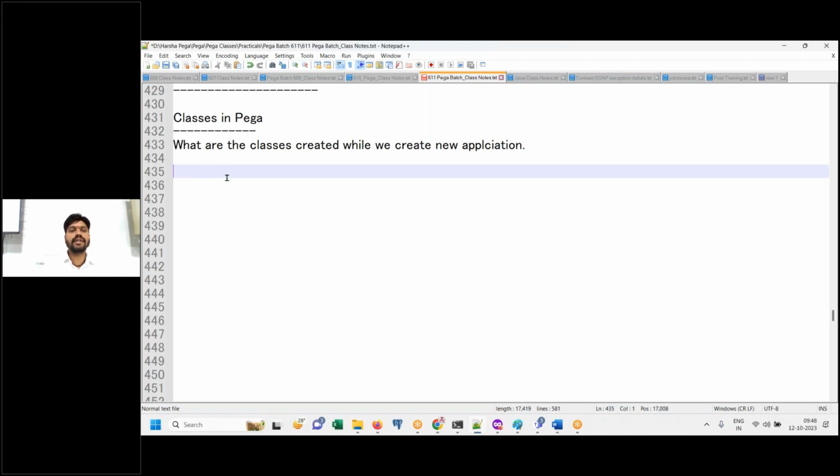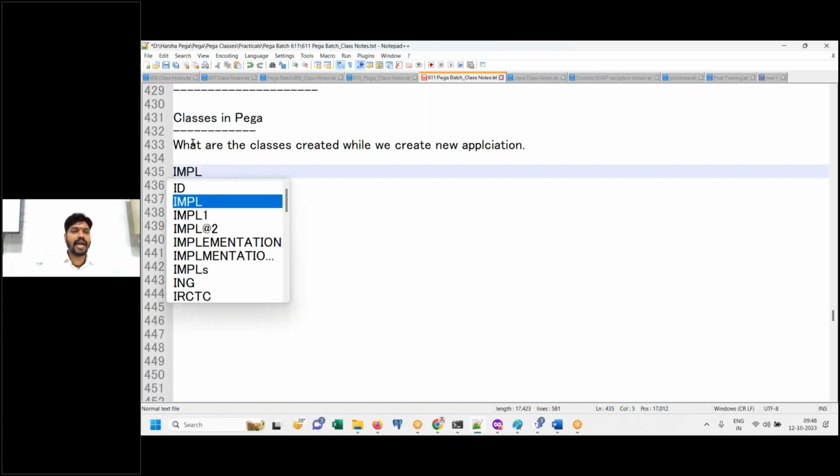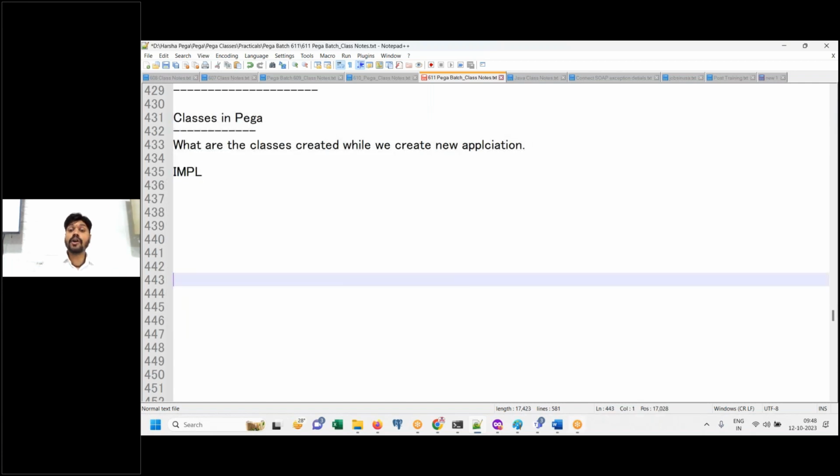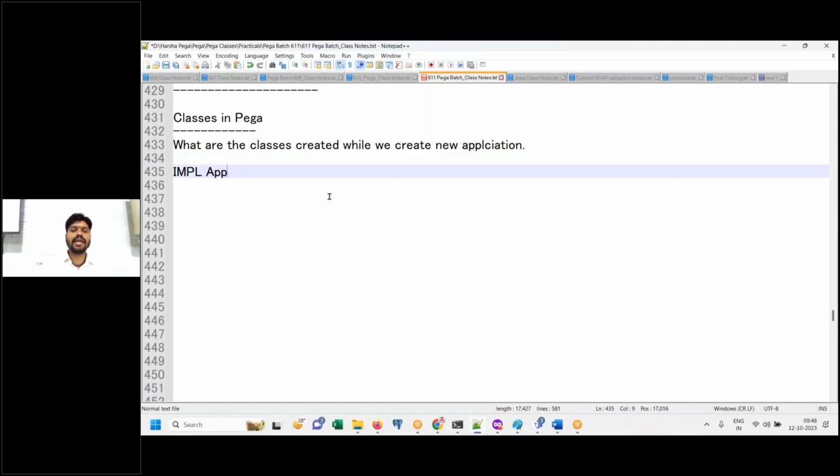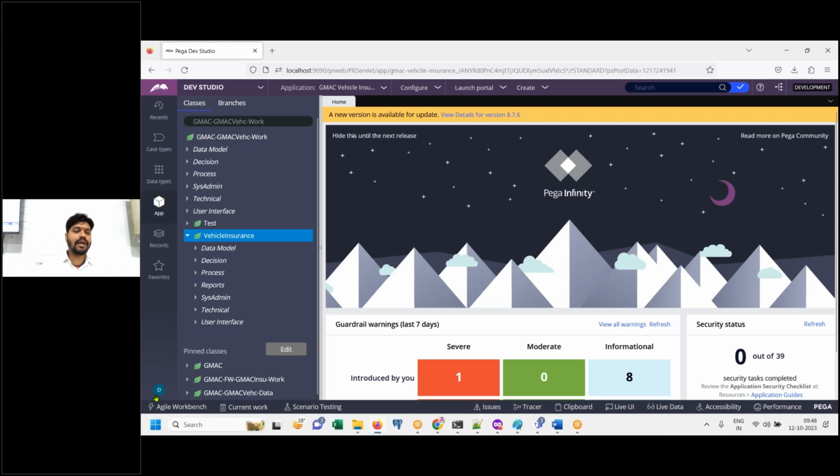What are the classes created in your application? Let's look at the implementation application. I'll have to take it into the document or class notes. Class notes is also enough. So, the implementation application. After you log in, I will show you here. What is our application name? ING. I'll log into our implementation first. ING.